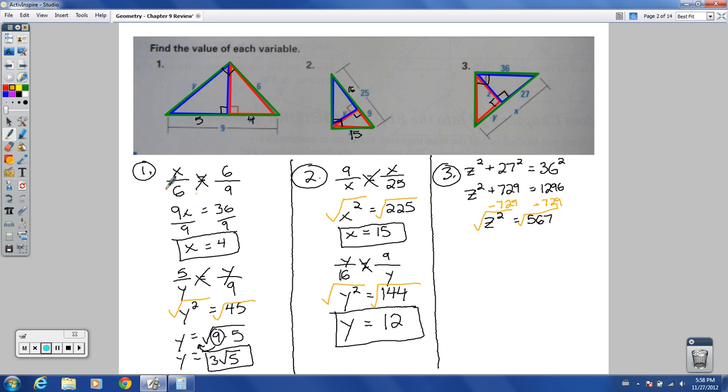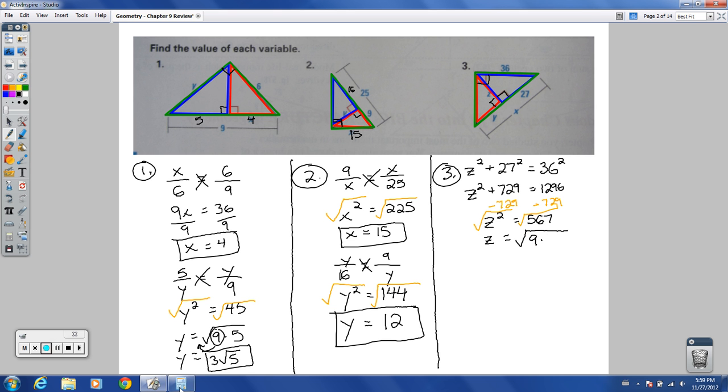Square root and square would cancel out. You'd have z is going to equal, and then you could test if it's divisible by a perfect square. I notice the sum of the digits is 18, and a little trick for the sum of the digits being 18: if 9 goes into the sum of the digits, then 9 goes into the number. So I'm going to try this first.